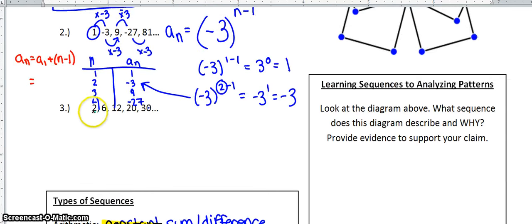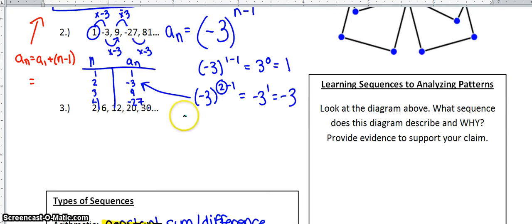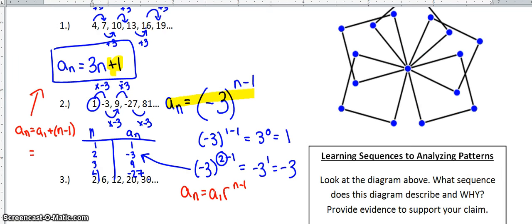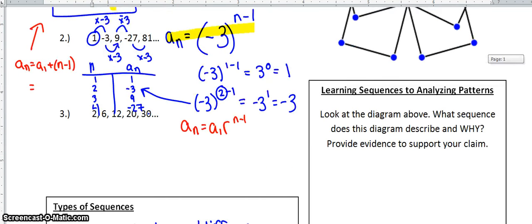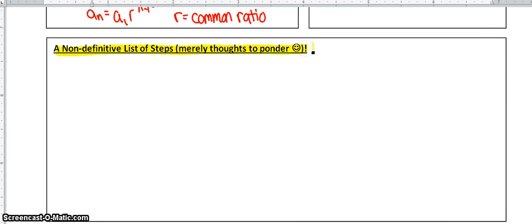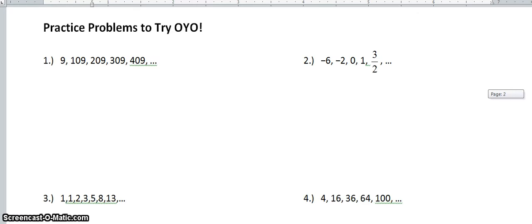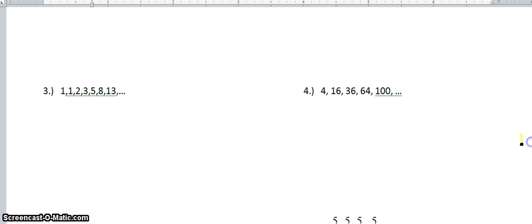Again, I want you to do that on your own. Use these general formulas, r to the n minus 1. Plug in the information and see if you get the exact same formula we came up with. These were the formulas we came up with. Also on your own, I want you to take a look at this question. Write a list of steps so you can conceptualize what we were doing. And if you want to try some more practice problems, they're here for you. I know that was a lot of information, but please come with questions.